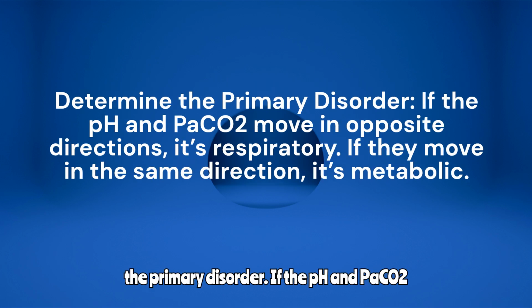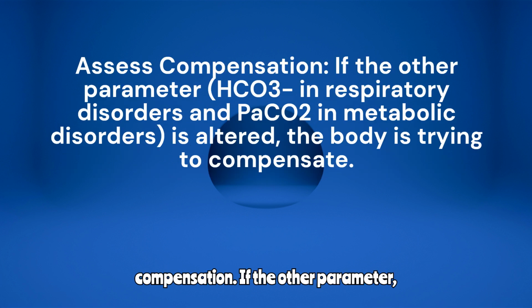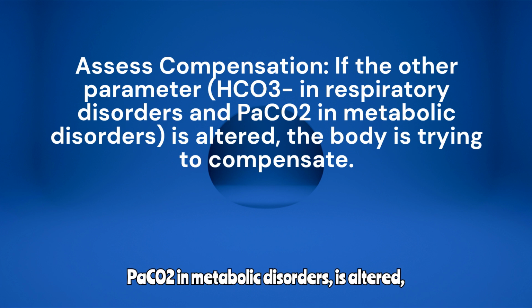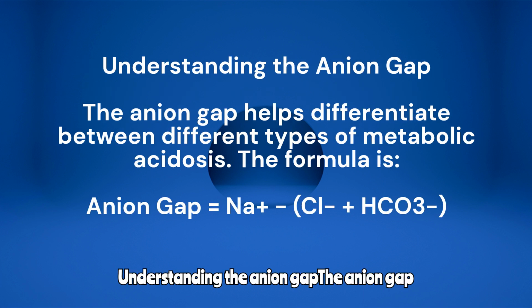Determine the primary disorder. If the pH and PaCO2 move in opposite directions, it's respiratory. If they move in the same direction, it's metabolic. Assess compensation. If the other parameter, HCO3 in respiratory disorders and PaCO2 in metabolic disorders, is altered, the body is trying to compensate. Understanding the anion gap.